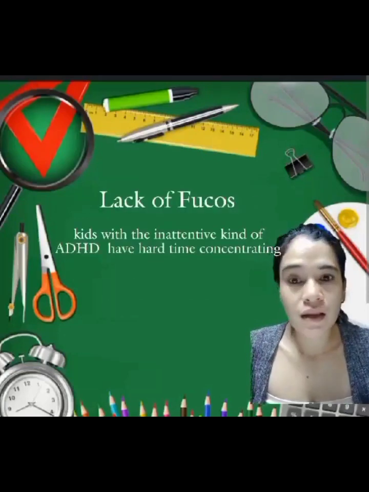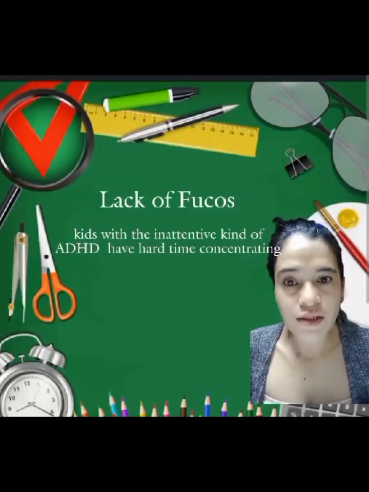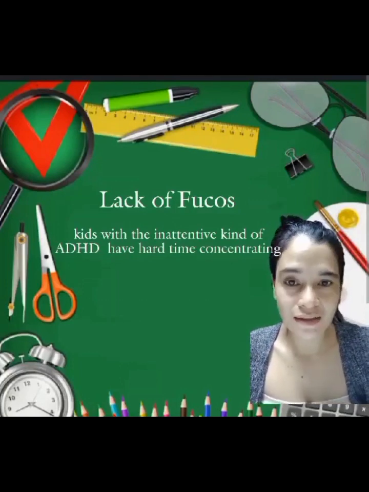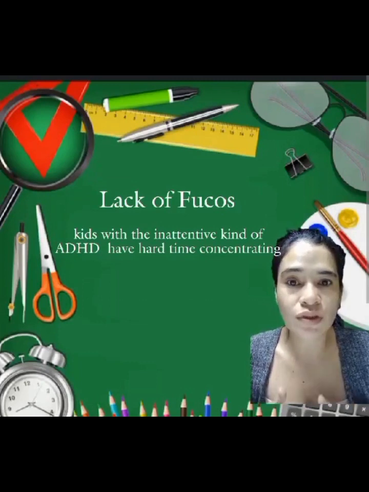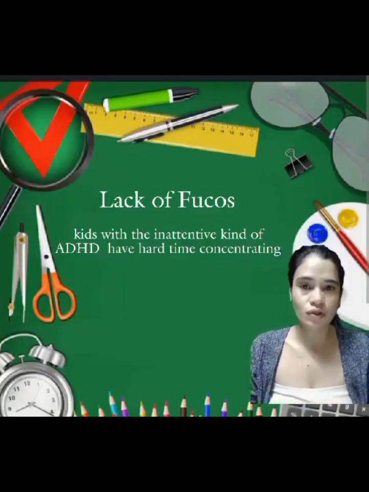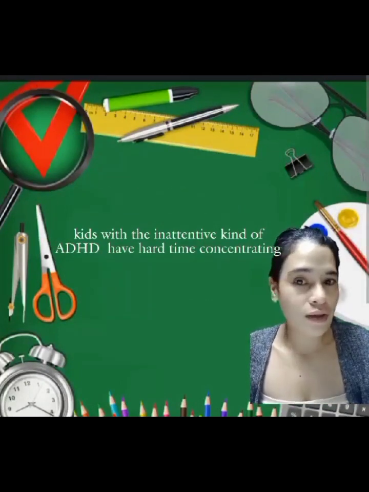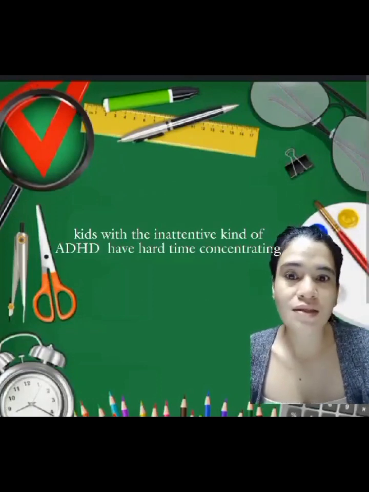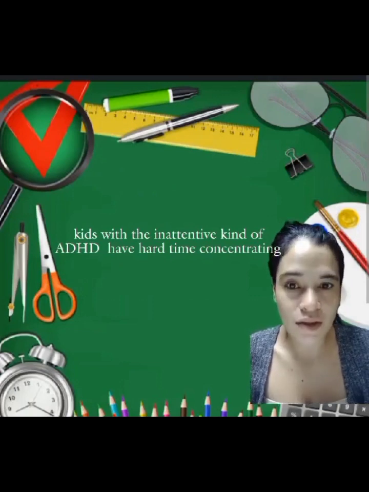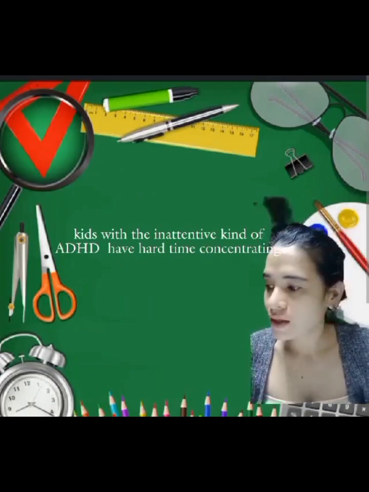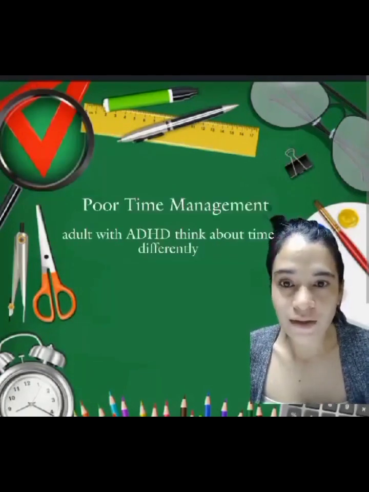The next is lack of focus. Kids with the inattentive kind of ADHD have a hard time concentrating and following instructions. They often forget and lose things. They can seem unable to organize or complete assignments or coursework. The next is poor time management.